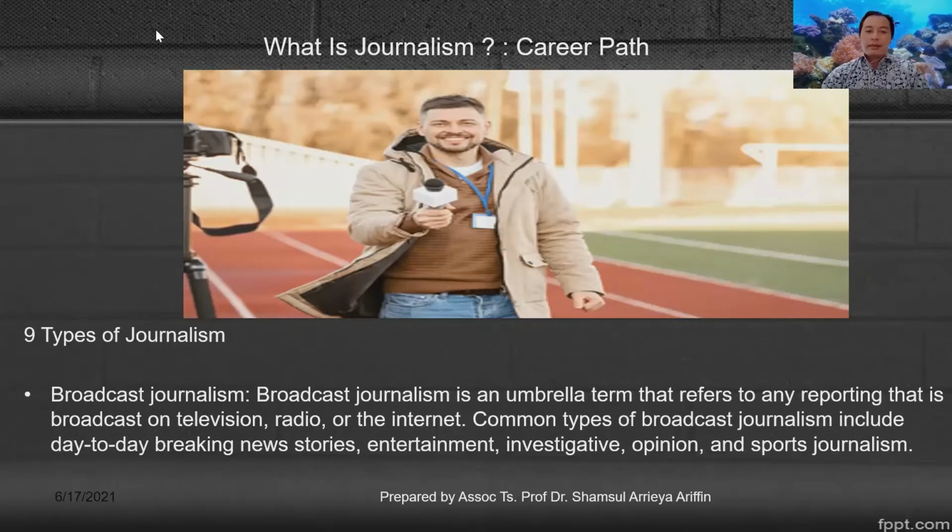Broadcast journalism is an umbrella term that refers to any reporting that is broadcast on television, radio, or the internet. So let's say people asking you in the street, in the parliament, that is broadcast at the same time, right? Common types of broadcast journalism include day-to-day breaking news stories, entertainment, investigative, opinion, and sports journalism.